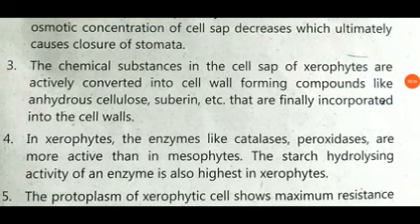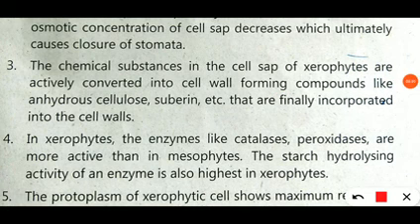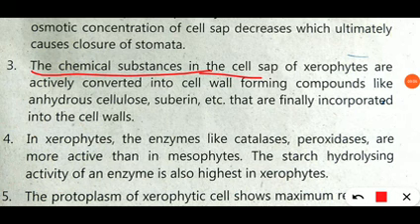Now the second physiologically important point: the chemical substances in the cell sap of xerophytes are actively converted into cell wall forming compounds like anhydrous cellulose, suberin, etc. Here, the chemical substances in the cell sap are the chemicals present in the cell, such as glucose that will be stored, silicon and a number of other chemicals, calcium, magnesium; a lot of chemicals are present inside.